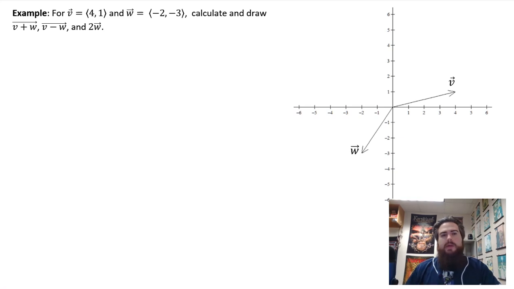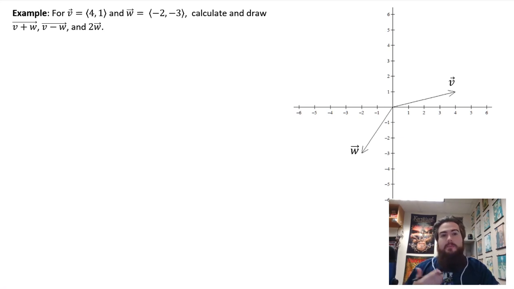In this example, we have the vector v, which is comprised of the components 4, 1, and the vector w, which is comprised of the components -2, -3. And we are to calculate and draw both v plus w, v minus w, as well as 2w. We have on the graph already on the right side here demonstrations of both v and w.